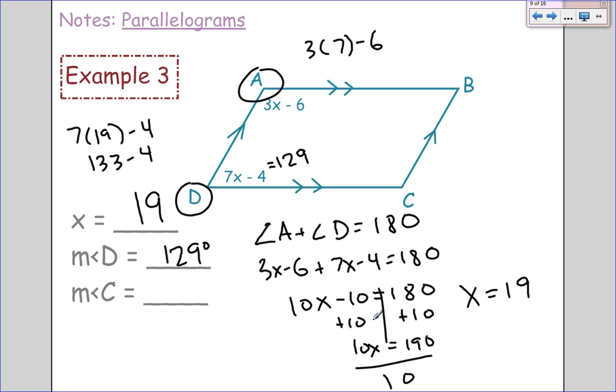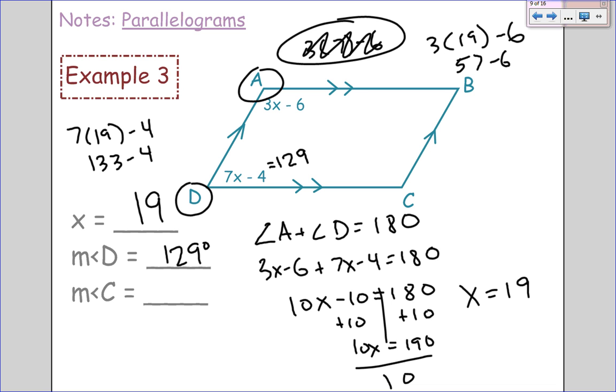And we got x equals 19. That's true. So, oh, there's my mistake. See, it's so easy to get carried away and careless. X is what? X is 19. So 3 times 19 minus 6. 3 times 19, 57, minus 6 equals 51 degrees. See, don't make my careless mistake and plug the wrong x in.